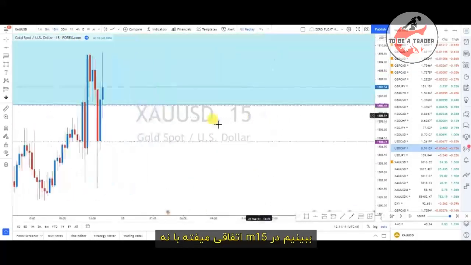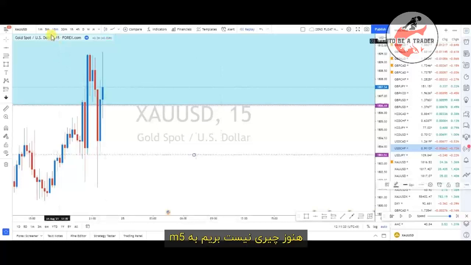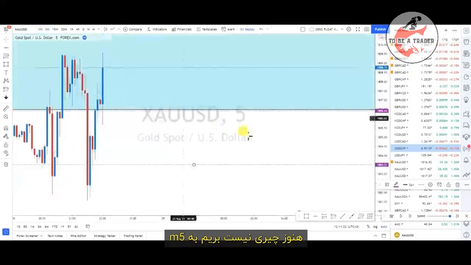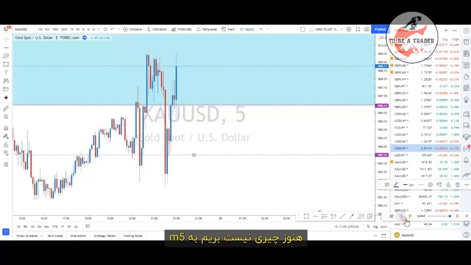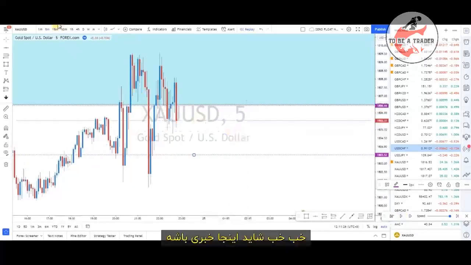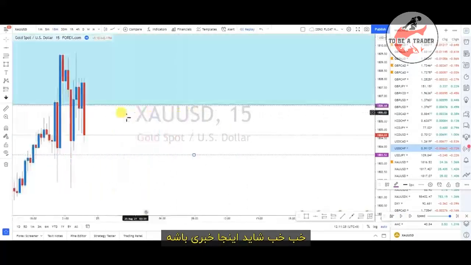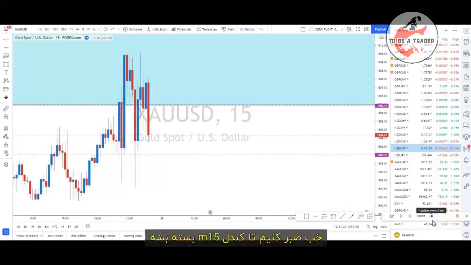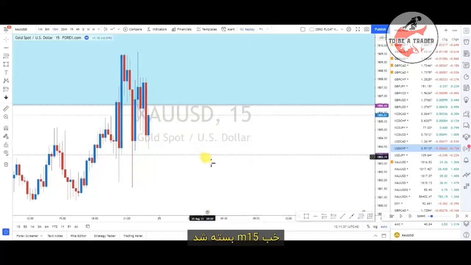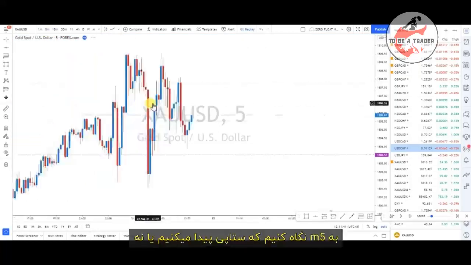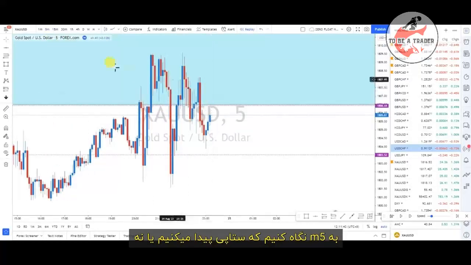See if anything goes in M15. Nothing yet. M5. Okay, we might have something here. Okay, M15. Okay, let's wait for the M15 to close candle. Okay, so M15 has closed. So what we should do now is to look at the M5 setup. See if we can find any setup. No.